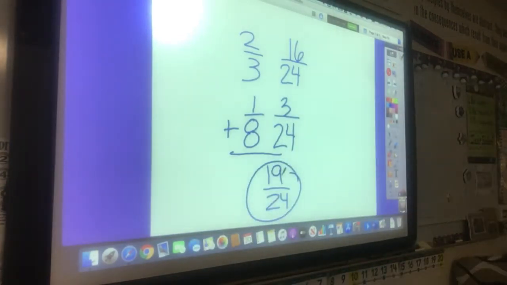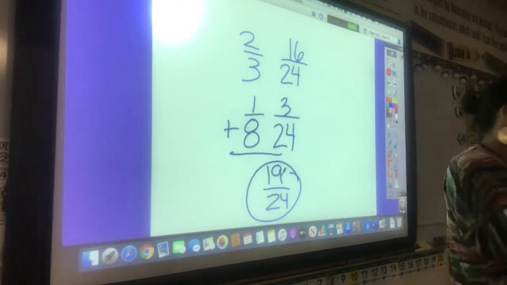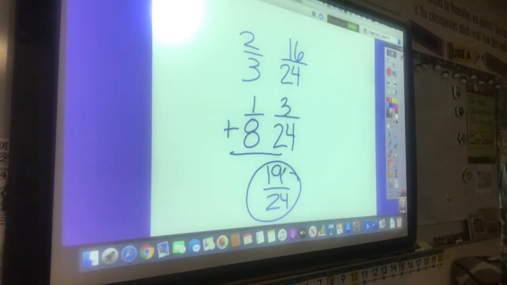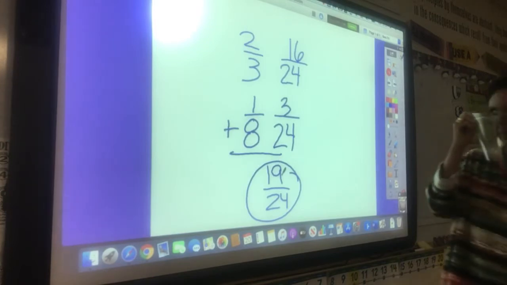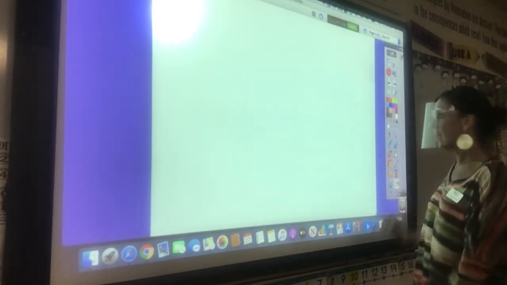Okay, so that's example 1. We're going to do 2 more examples because there are 2 other things that can happen. So you'll have an example of everything that could happen in your notes. So let's look at another example.